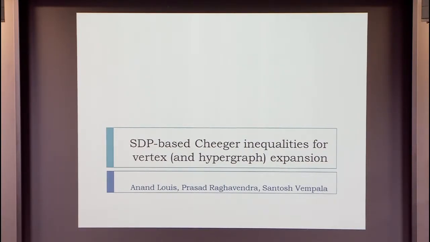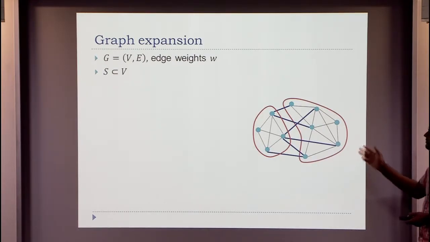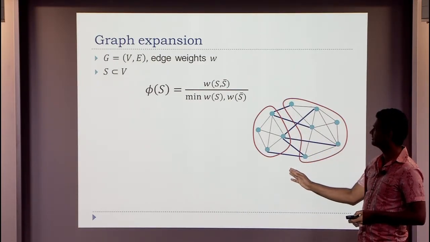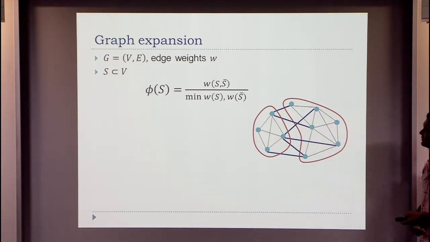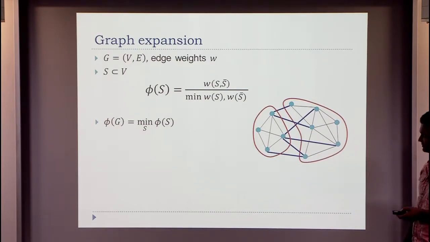Okay, so it's about expansion, and there will be an SDP in this talk, and some other things. It's joint work with Anand Louis, who's now at Princeton, and Prasad, who's here. Okay, graph expansion, just to get my notation down. A graph with non-negative weights on the edges. For any subset, you look at the total weight of edges leaving the subset, divide by the total weight of edges incident to the subset or its complement, and that ratio is the expansion of the subset. And then the minimum over all subsets of the vertices of the graph is graph expansion.